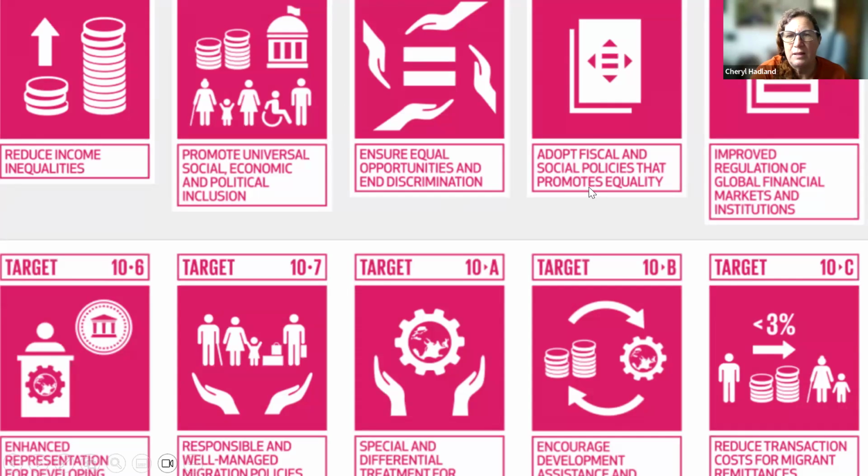Ensure equal opportunities and end discrimination is the one that really cross-references well. This one about fiscal, that's tax and so on, and social policies that promote equality is something that we do anyway, but it's worth having another look at. The next one we can't do anything about. So that's 10.5, improved regulation of global financial markets and institutions, not in our remit.